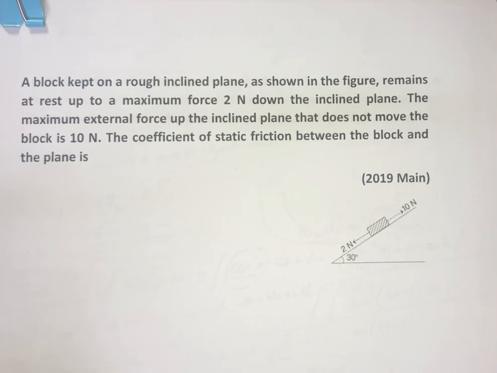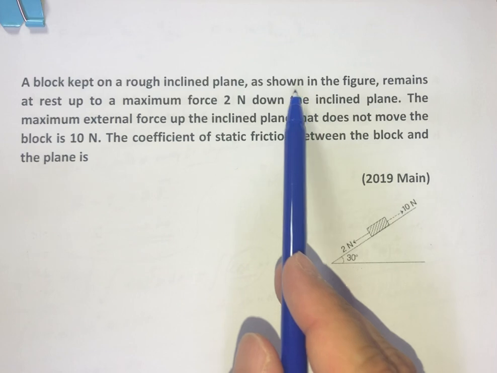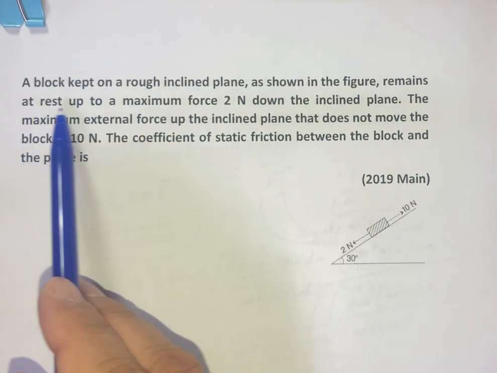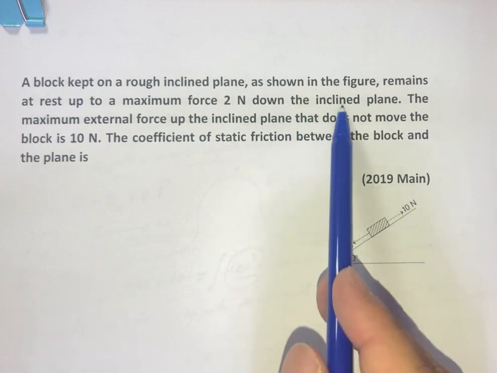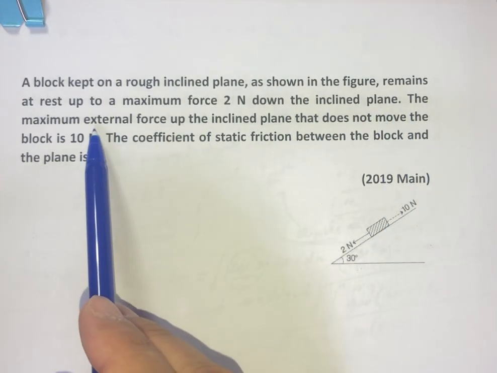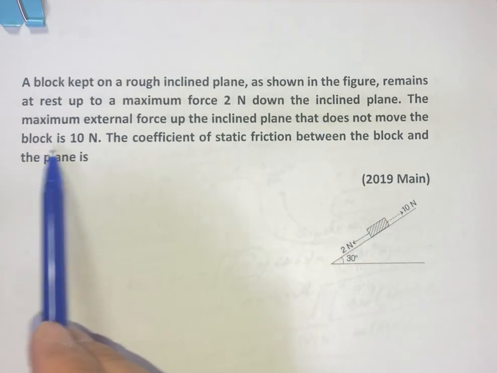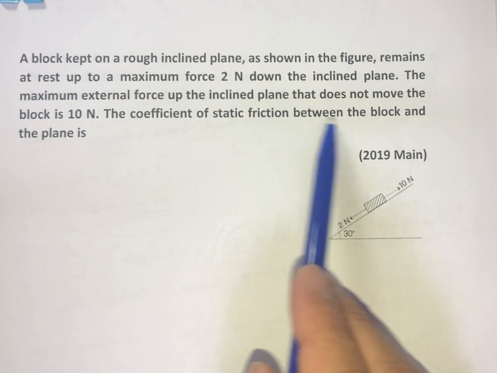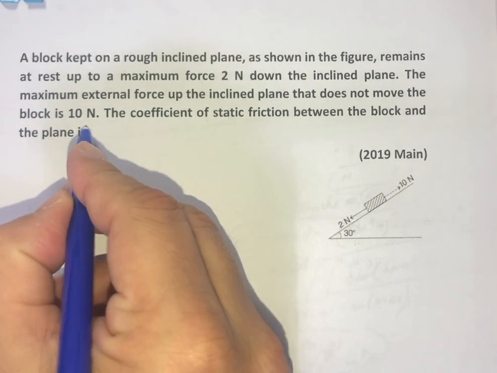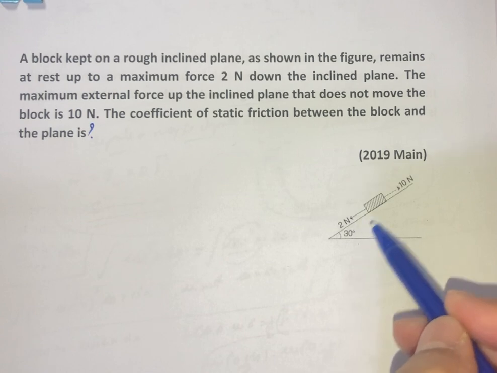Hello friends, today's question. A block kept on a rough inclined plane as shown in the figure remains at rest up to a maximum force of 2 Newton down the inclined plane. The maximum external force up the inclined plane that does not move the block is 10 Newton. The coefficient of static friction between the block and plane is? So we are supposed to find the coefficient of static friction between the block and plane.